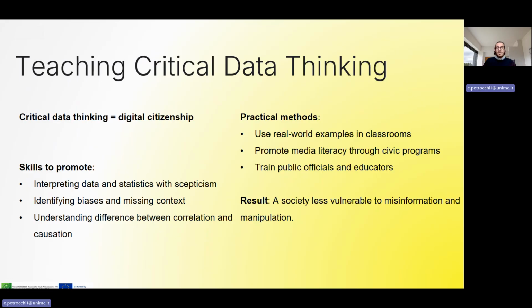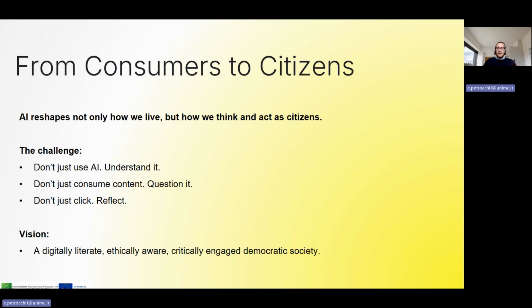We need to teach critical data thinking for a more empowered digital citizenship, the skill to promote interpreting data and statistics with skepticism, identifying biases and missing context, and understanding the difference between correlation and causation. And finally, we need to transform, a shift from consumers to citizens.